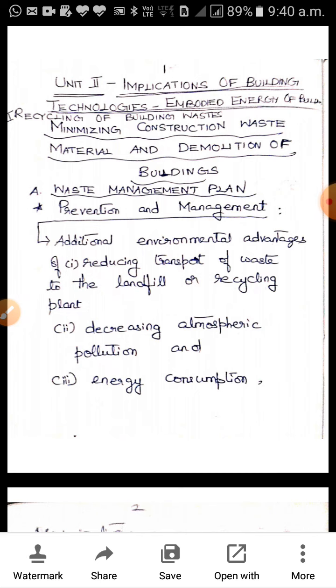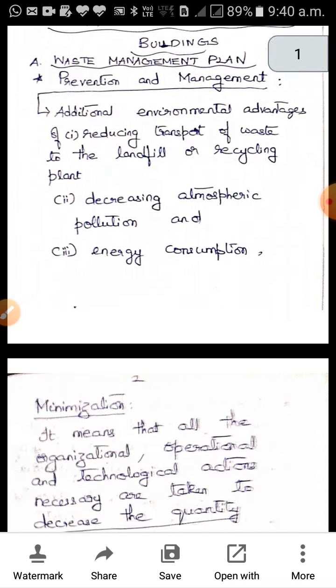So in recycling of building waste, first we need to know how to minimize the construction waste material and demolition of buildings. For that, we have to draw a waste management plan. Now why is prevention and management important? Because it results in additional environmental advantages of reducing transport of waste material to the landfill or recycling plant, decreasing atmospheric pollution and energy consumption.